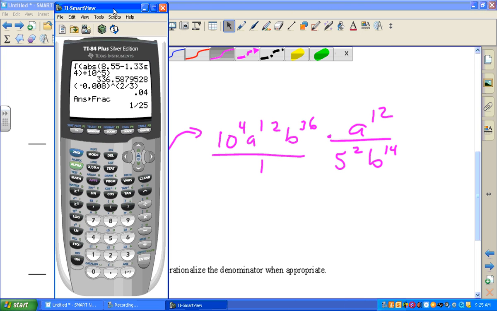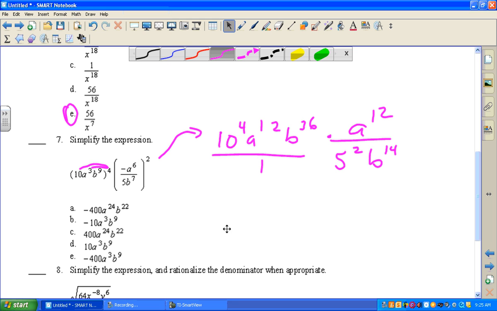I don't know. 10 to the 4th divided by 5 squared. Oops. 5 squared. All right, so when you combine those, that becomes 400.